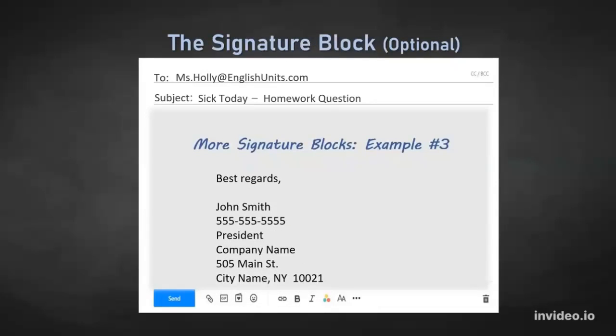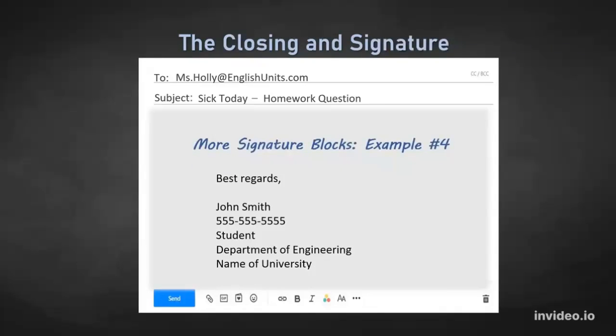Here we have example 3 that's very similar to example 2, except that the company name and the job or position appear on 2 different lines, so we don't need to separate them with a comma. Here we have example 4, a signature block of a university student, where you have the person's name, phone number, position, which is student, and his university.